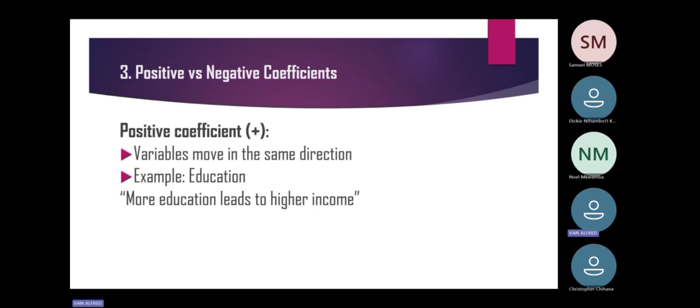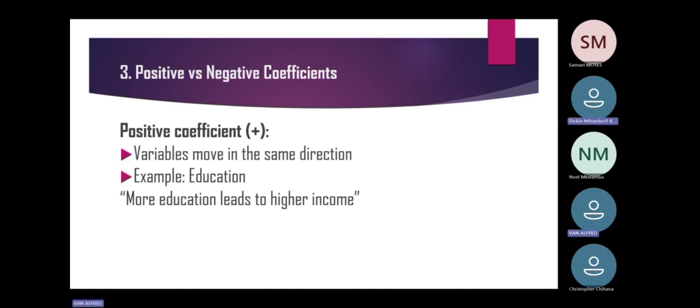On another point, point number 3, we look at positive and negative coefficients. We start with the positive coefficient. On this one, variables move in the same direction. That is a positive coefficient. Variables move in the same direction. For example, education.